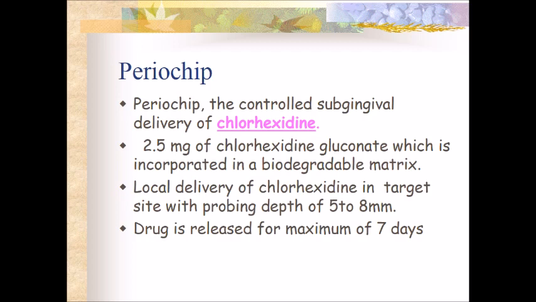Periochip. The controlled subgingival delivery of chlorhexidine. 0.5 mg of chlorhexidine gluconate is incorporated in a biodegradable matrix in each film. Local delivery of chlorhexidine in target sites with probing depth of 5 to 8 mm. The drug is released for a maximum of 7 days.